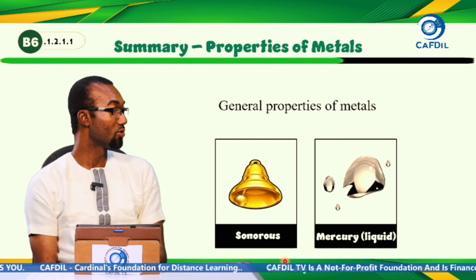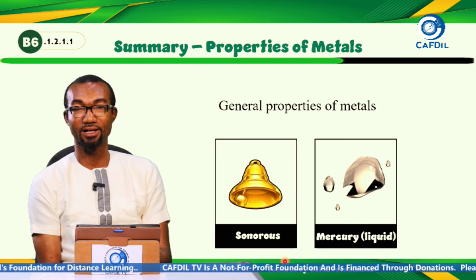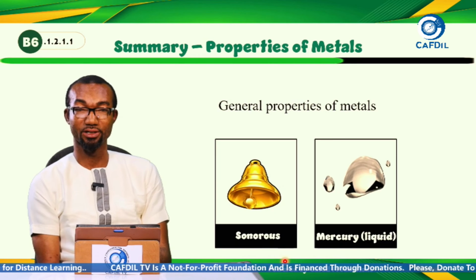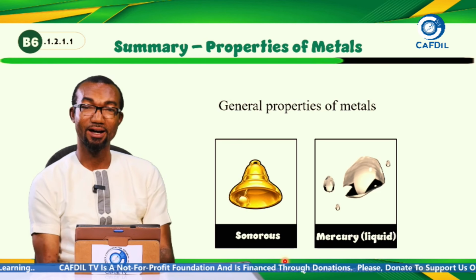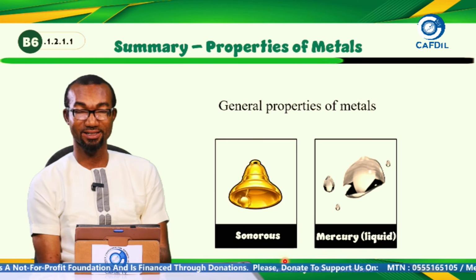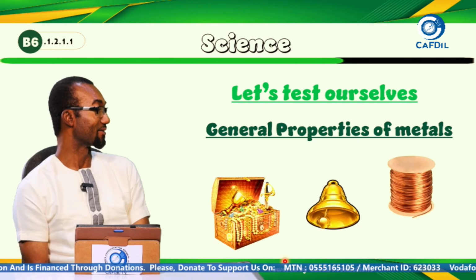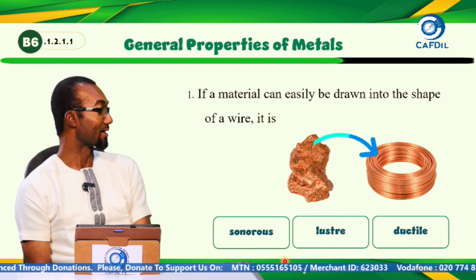And lastly, we looked at a metal that is liquid at room temperature, and that is mercury. So, Kate, these are some of the properties of metals we talked about in this lesson. Now, let's test ourselves on this lesson with these exercises.